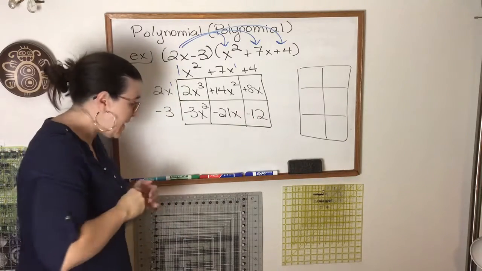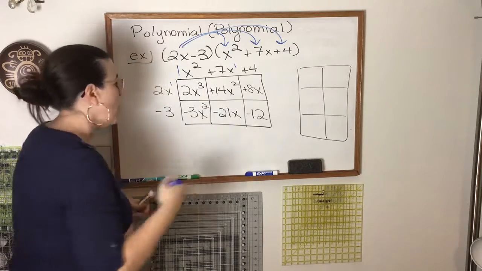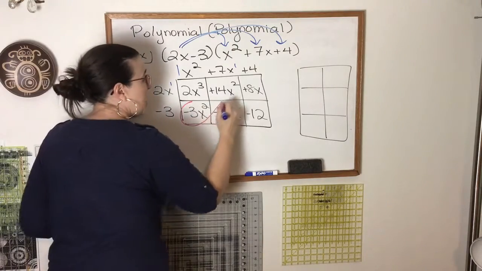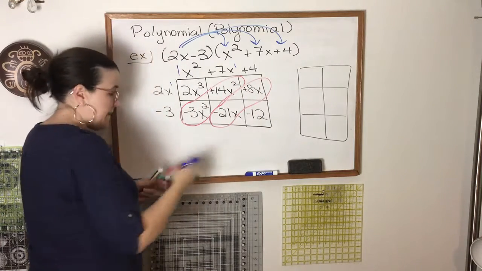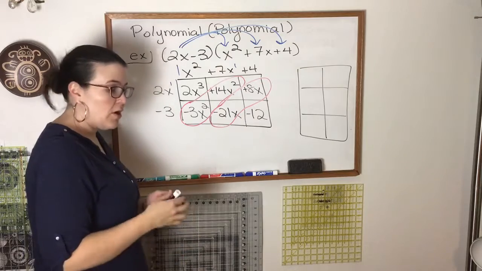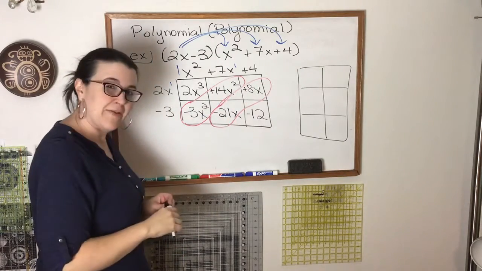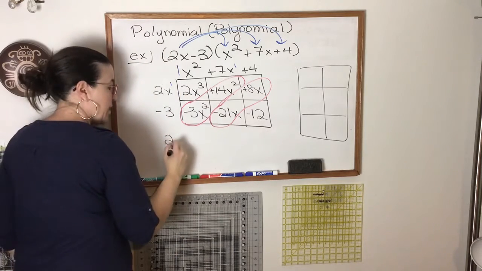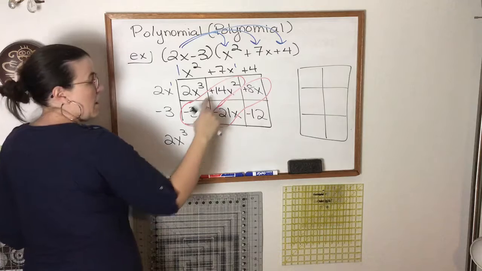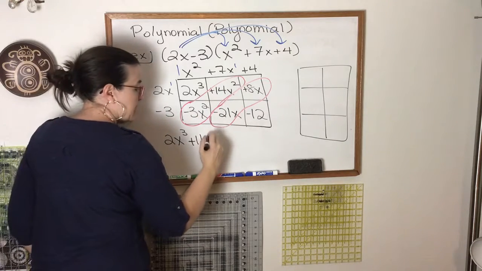Now, here's the other reason I like box method. It doesn't work in all cases, but in most cases, what will happen is you'll get like terms along these diagonals. So as you go to write your answer, you'll have like terms here and here, so you can combine them as you pull them out of the problem. 2x to the third is biggest, so it comes first. 14x squared minus 3x squared is 11x squared.